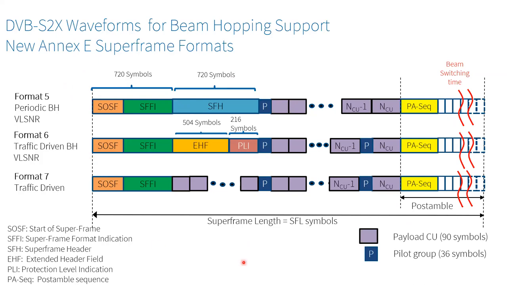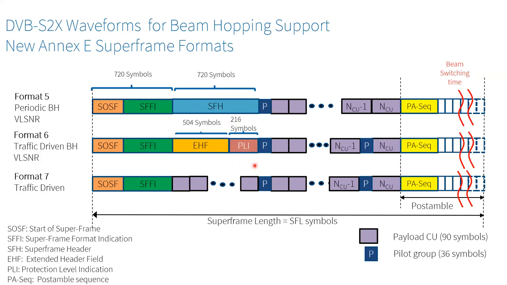Formats 6 and 7 are for the case of traffic-driven beam hopping. Now you don't have the time constraints, so you can have the length as long or as short as you want. But in this case, the terminals suffer from a problem of acquisition because the time of the hop is not predictable. This is why the SFH, the superframe header of Format 5, was replaced by the EHF, the extended header field. In this extended header field, there is a set of known symbols which the terminal can use to acquire the signal better.